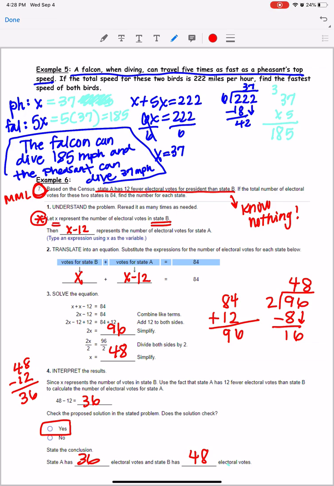Okay. So it's not a hard problem, but your My Math Lab is going to walk you through this. And they almost make it more complicated and harder than it needs to be. So I wanted to show you guys an example of what you're going to see on your My Math Lab. But that is it for this lesson. Let me know if you guys have any questions.